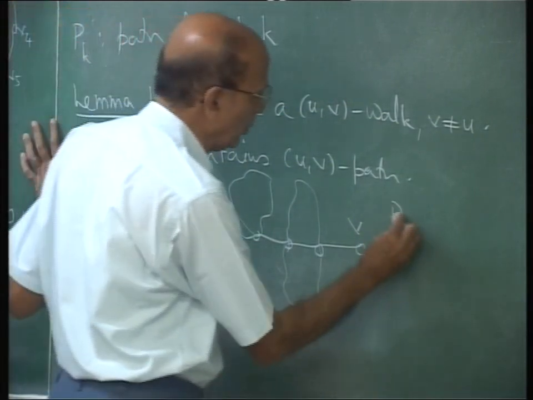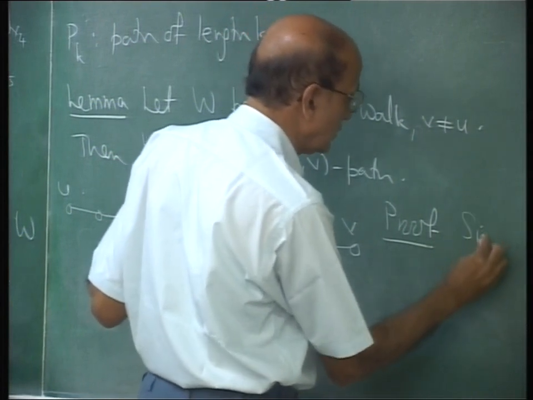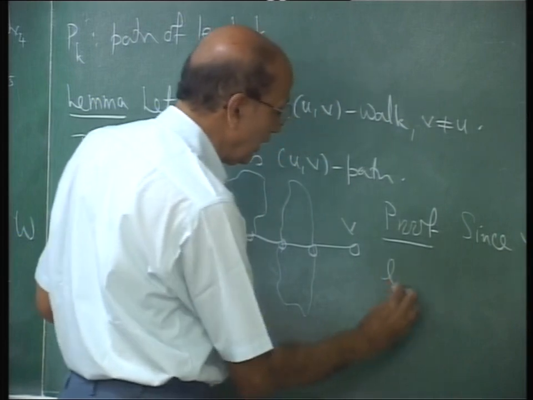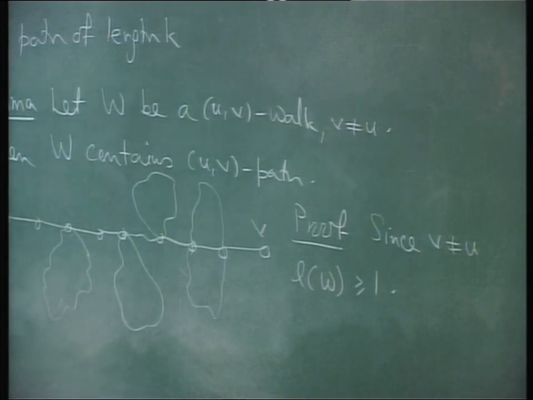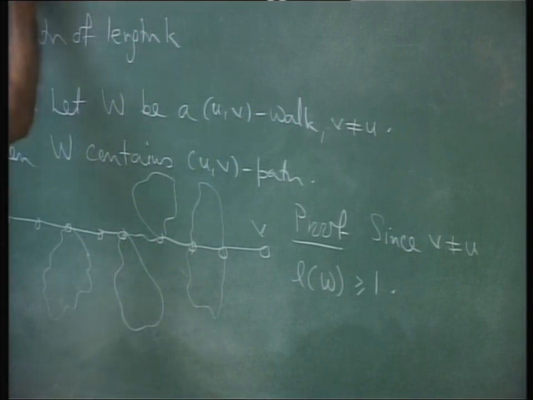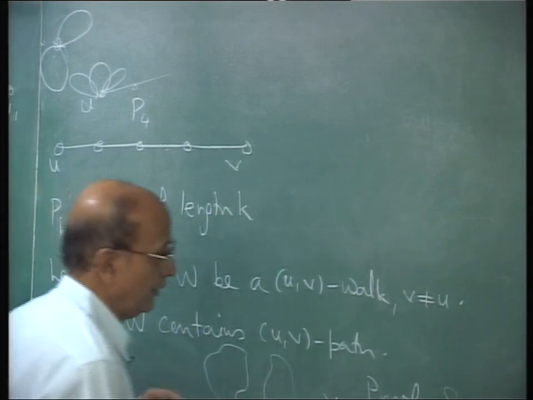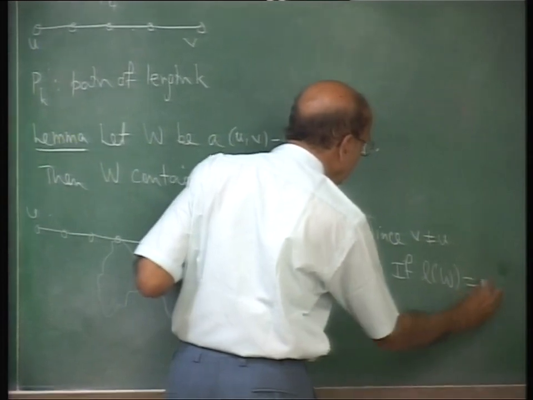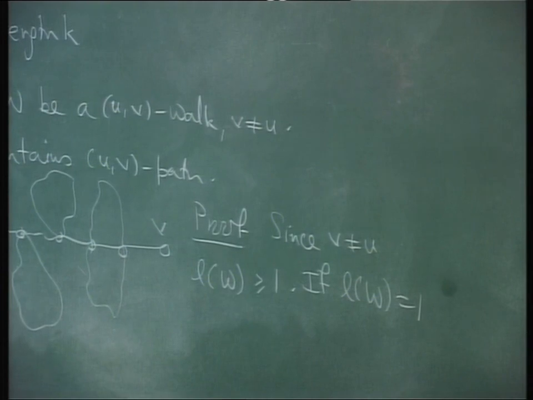Okay, let's attempt a proof of this. Since V is not U, L of W is at least 1. That's clear, because I have to go from U to V. So the walk must have length at least 1. You see, it's possible that around U there may be lots of loops, you go around those and so on. What happens if L of W is equal to 1? Then that just means that U to V is an edge. And that single edge actually is a path.